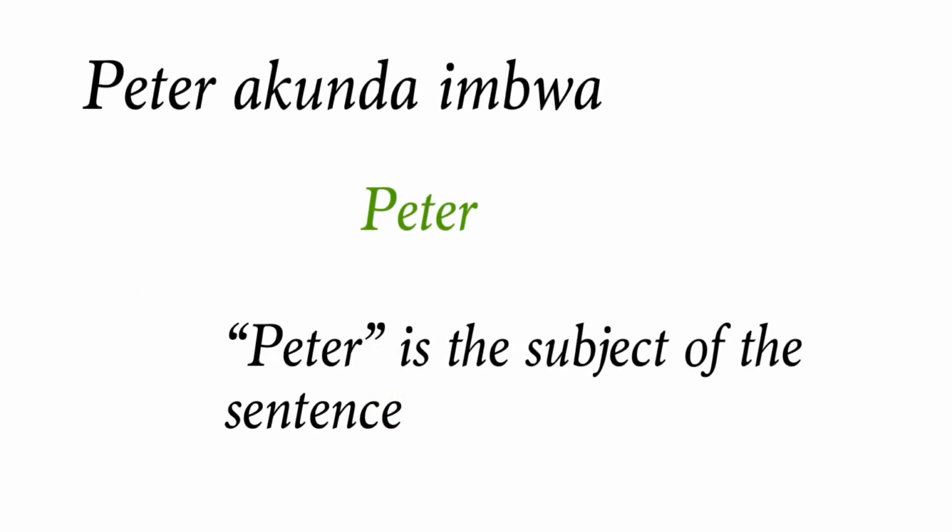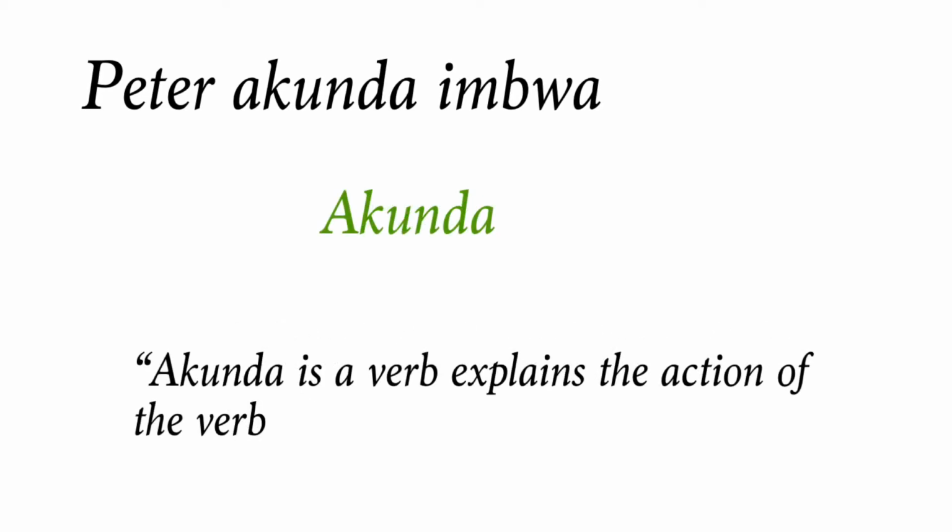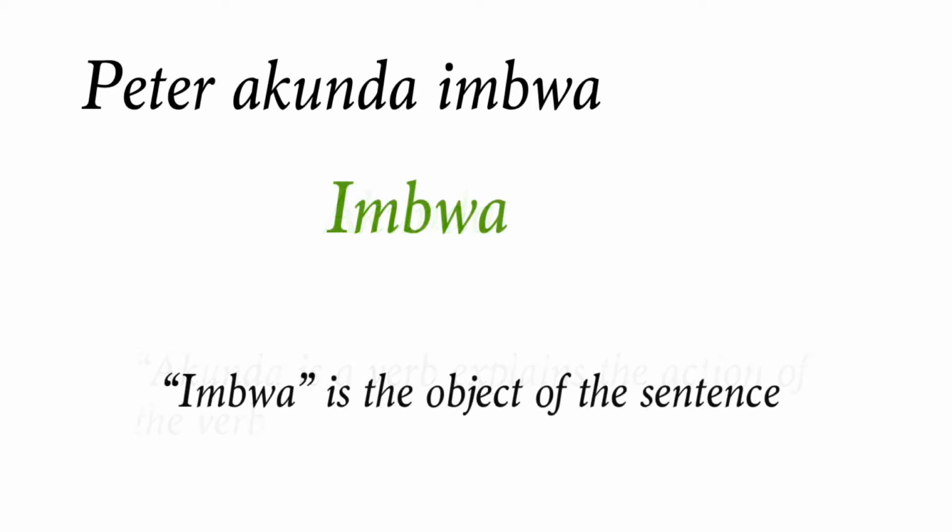In this sentence, Peter is the subject. And gukunda is the verb. As I told you, it is inshinga in Kinyarwanda. It explains the object which is going to be next. And imbwa, which is the dog, is the object of the sentence.